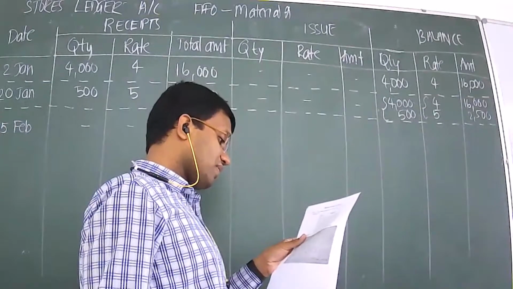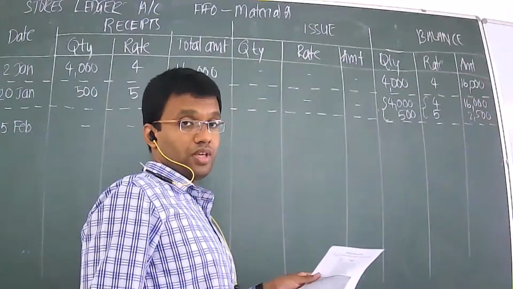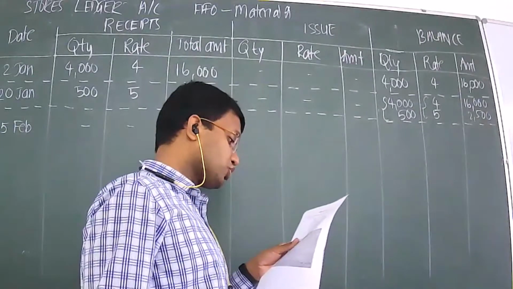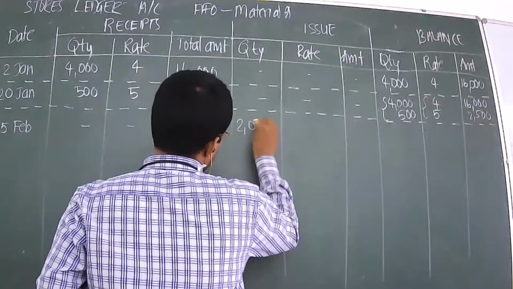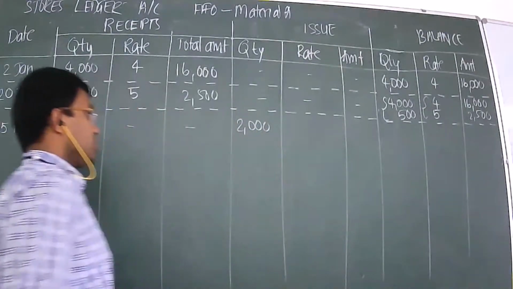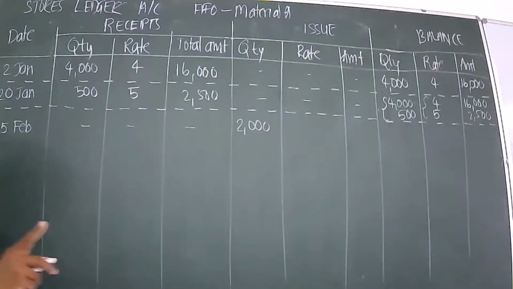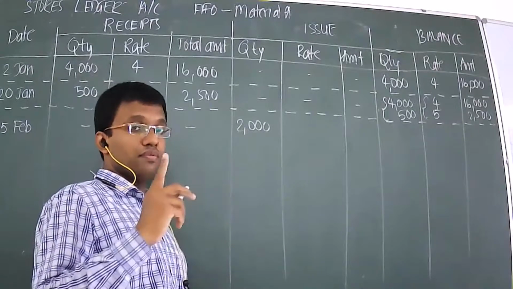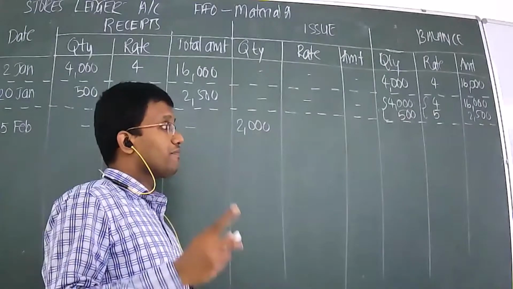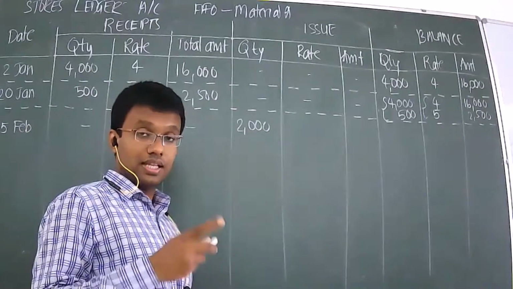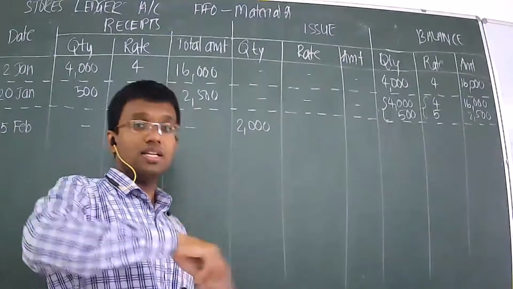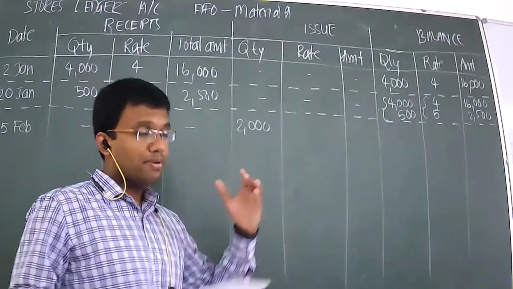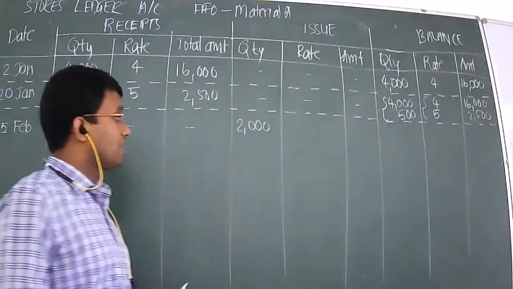It tells us that we have carried out an issue of 2,000 units. Now remember, the technique that we are following for issue of material in this scenario is FIFO. FIFO stands for first in, first out. What came in first, that is what you have to send out first.